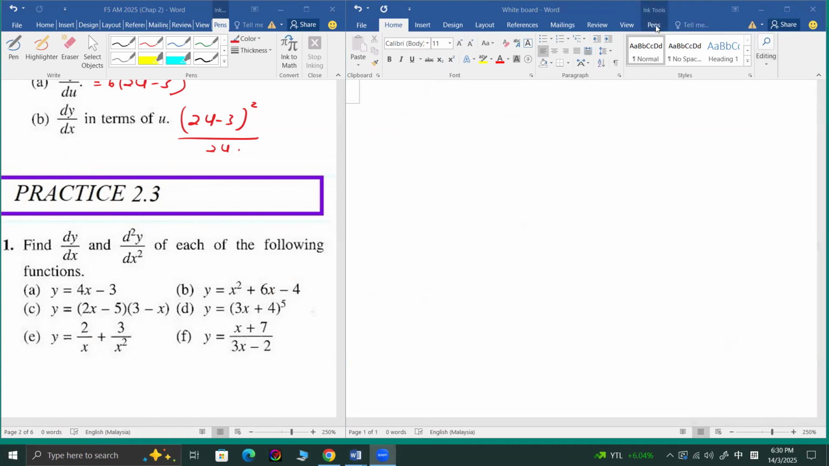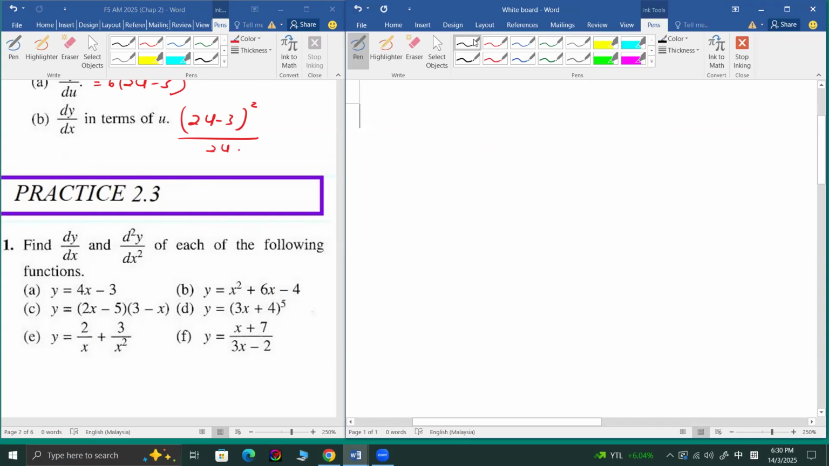Now all of you look at 2.3. Same thing. I'm not going to ask you to do everything here because you have the basics of how to differentiate already. It's just that you need to differentiate the second time. Okay, A. When you are given y is 4x minus 3, first derivative dy/dx, then you get 4. From the 4, we do the second derivative. Differentiate the second time. Just a number, so it's 0. Okay or not?